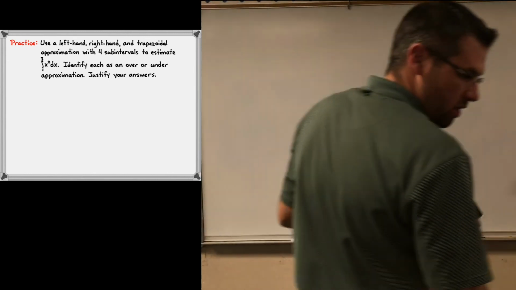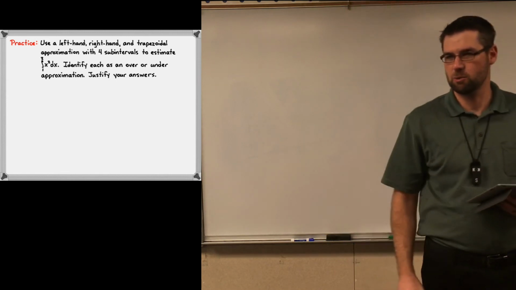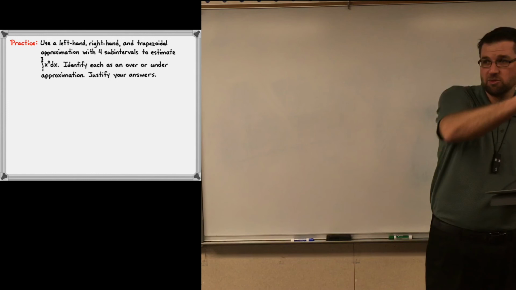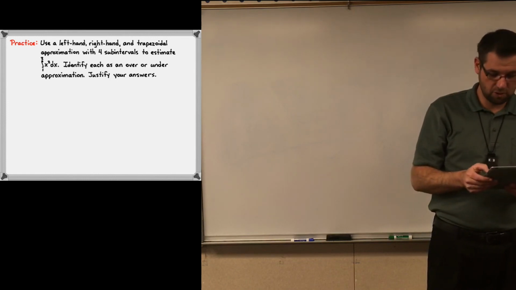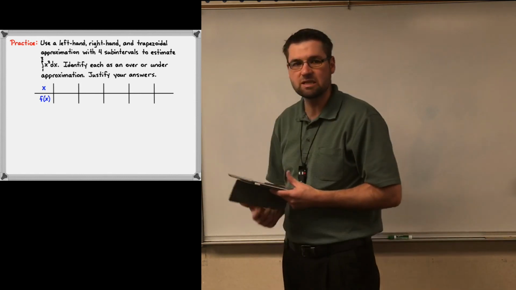Okay, so as I'm walking around, I'm seeing you guys all do tables, which is good, but a lot of you are doing vertical tables. How often do you see that on the AP exam? You see the horizontal tables more often. And it's fine if you understand it. If you understand it either way, it's fine. It's just maybe a little easier to see it this way.